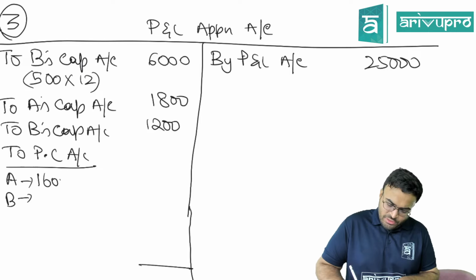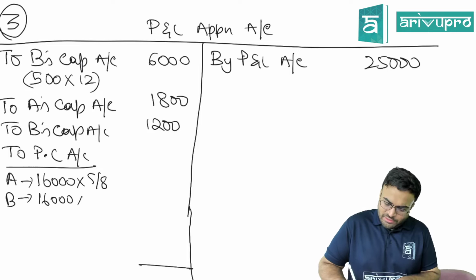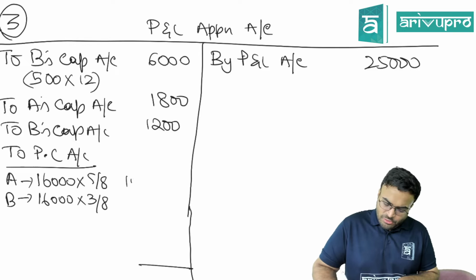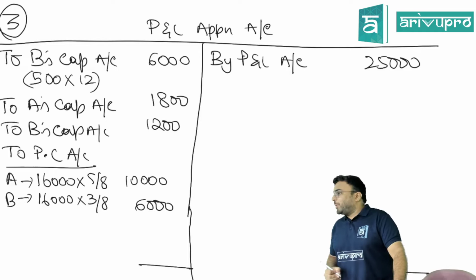16,000 into 5 by 8 and 16,000 into 3 by 8. I think it was, right? 10,000 and 6,000. This is your P&L appropriation account.